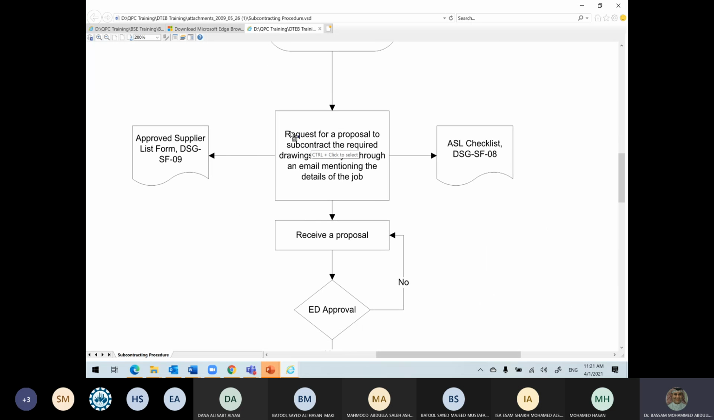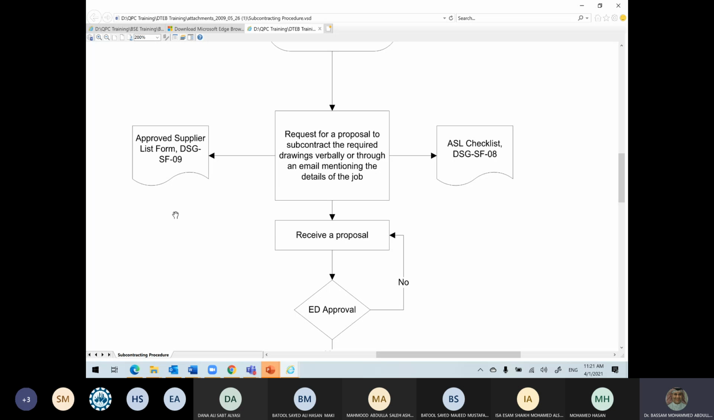And the first part I'm going to do is what? Is to request a proposal to subcontract. So I'm going to tell the contractors, the electrical and mechanical contractors. So I'm requesting a proposal to subcontract the required drawings verbally or through an email mentioning the details of the job. So that's what I'm going to do. If I'm going to do this job, I need two forms. That is one form, and that is another form.